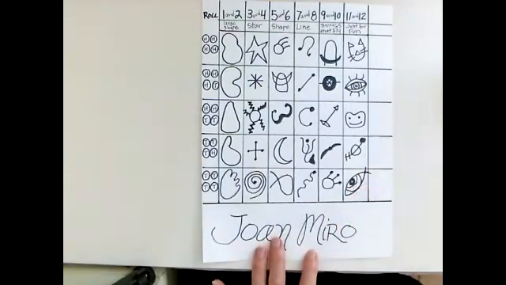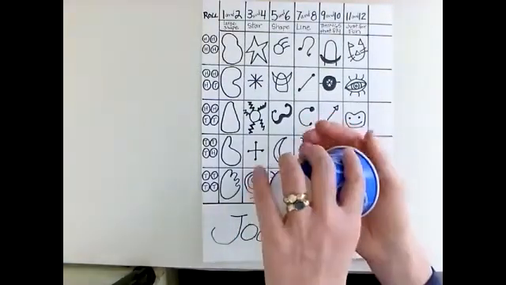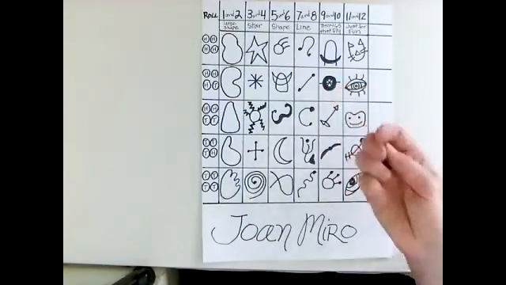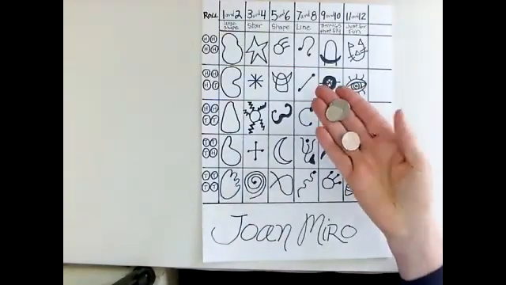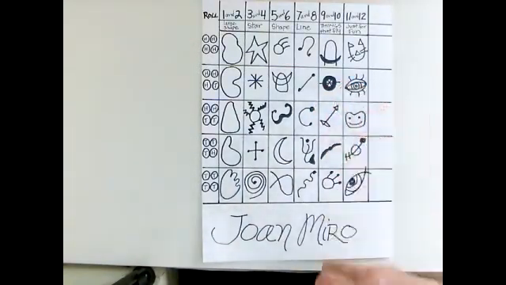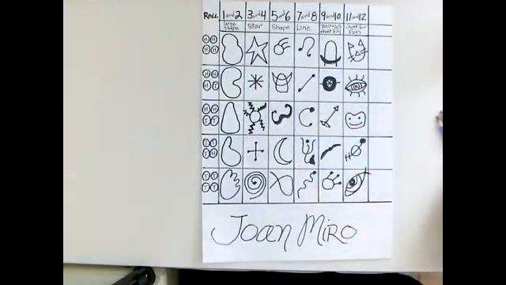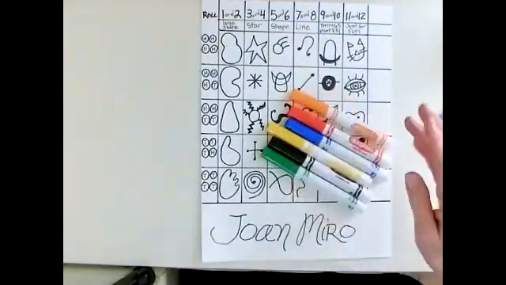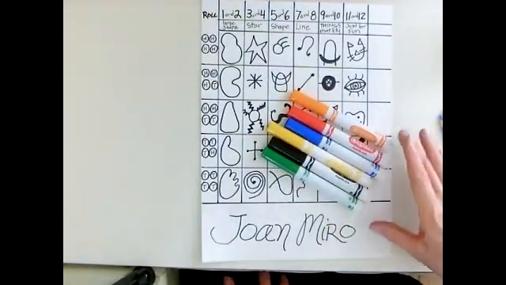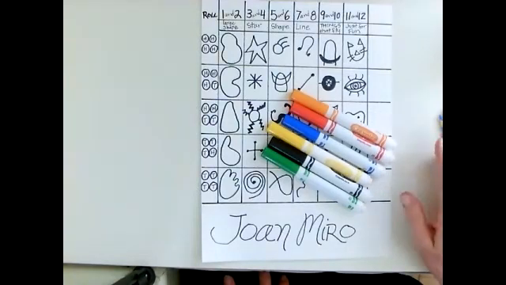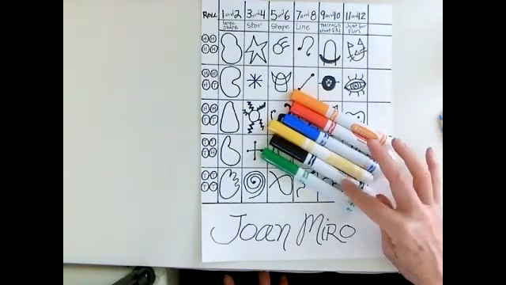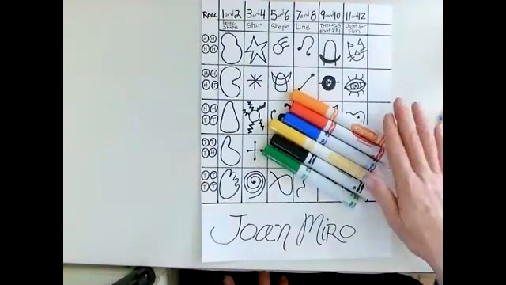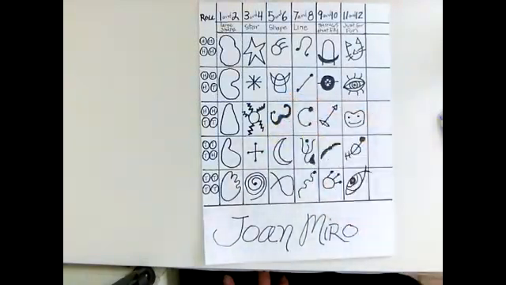So for your project today, you'll need this sheet, which will be down at the bottom of the lesson. You'll also need 4 coins that you can toss. Doesn't matter what they are. These are 4 different coins. That's fine. You're going to need your colored pencils, and you're going to need your crayons, your markers. And we're going to use the same colors that Miro used. So we're using green, black, yellow, blue, red, and orange. So we're limiting our color palette as well.